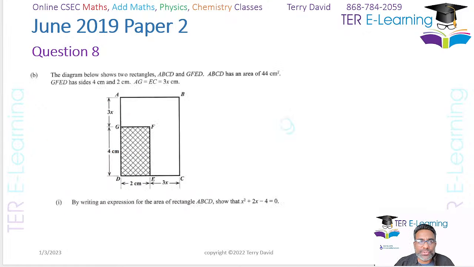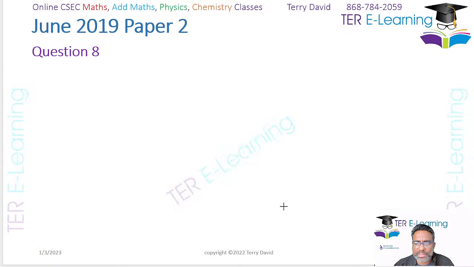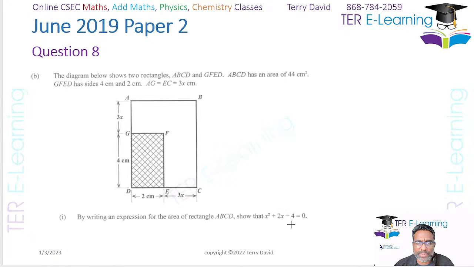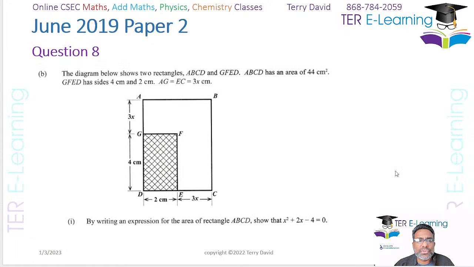Alright, so let's move on to the next part here. Now, this particular question here, CXC has brought something similar to this in the past. I've seen a question like this previously. So, we have a diagram here. We have two rectangles, and they are telling us that the area ABCD, so that's a big rectangle, is 44 cm squared. So, they give us some dimensions, and what we want to do, we want to show that area ABCD is, you can write the equation as this here, right? That's what we're trying to show.